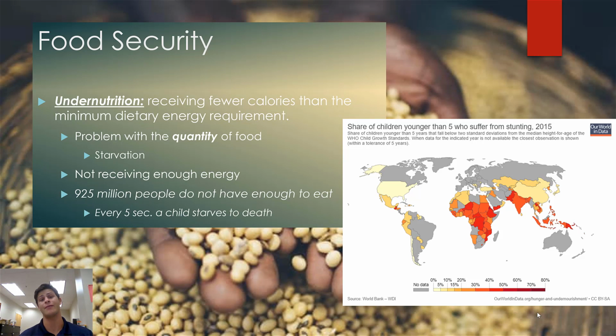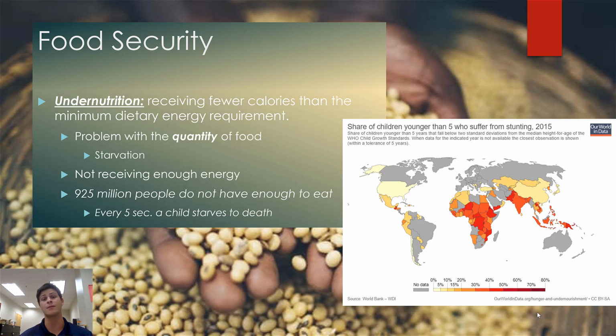That means not having enough access to energetically dense, nutritious food on a regular basis. The first term I want you to know whenever you think of food insecurity or issues associated with not having enough reliable food is going to be undernutrition. Undernutrition is simply receiving fewer calories than the minimum daily energy requirement. This is a problem with the amount of food, the quantity of food that a person gets each day.